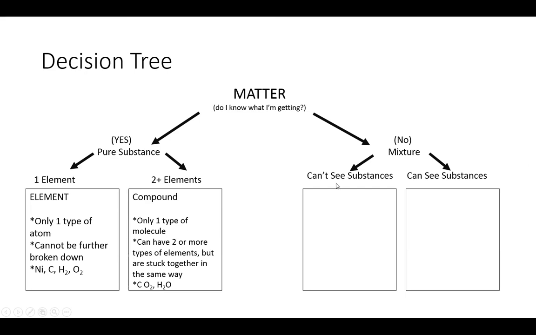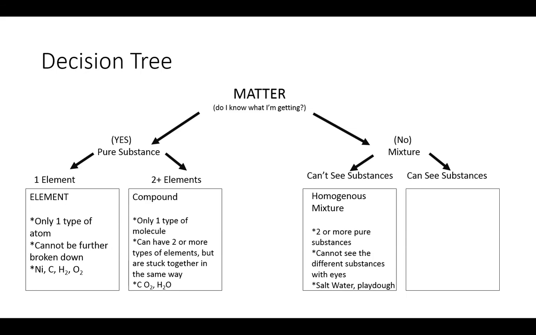If it's a mixture, if we can't see the substances, then that's a homogeneous mixture. You have two or more pure substances. Now it can be an element and a compound, or two compounds, or two elements, or three elements and five compounds. It could be any number of these together. Okay? But the key is that we cannot see the different substances with our eyes.